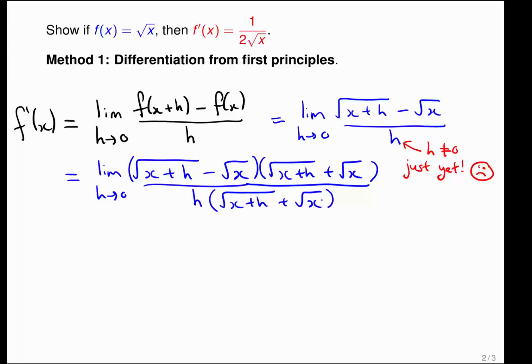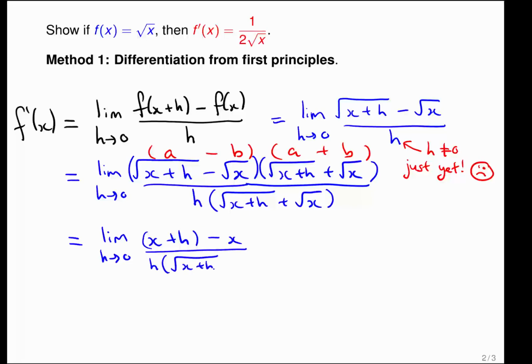This is certainly mathematically valid, because I'm multiplying both the top and bottom by the same thing, which means I'm effectively not changing the value of the original fraction. Alright, observe that by doing this, we now have a difference of two squares scenario in the numerator. Now, expanding the numerator using the difference of two squares shortcut, we get the following. And then the x's cancel away. So we're just left with h in the numerator.